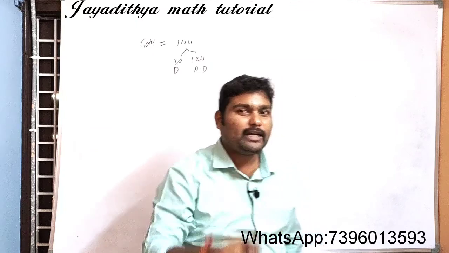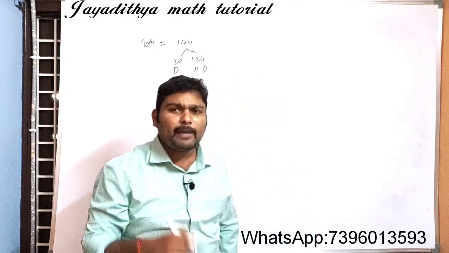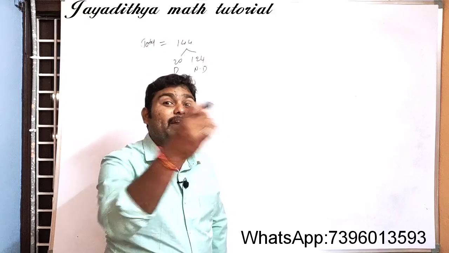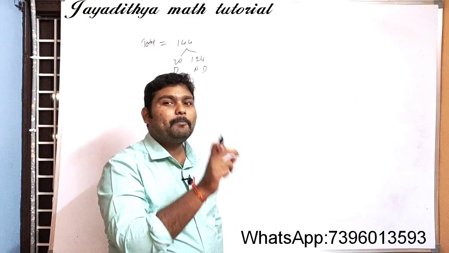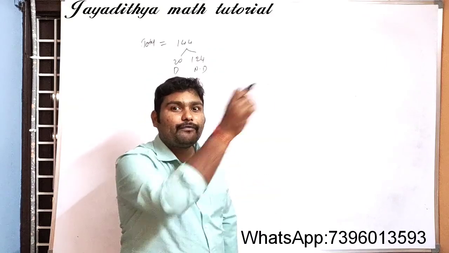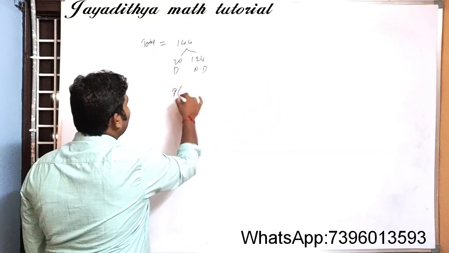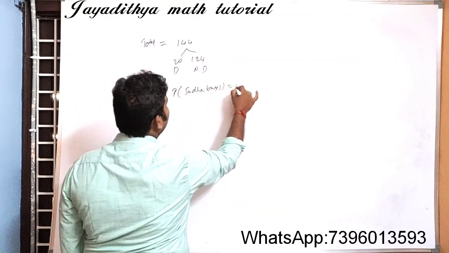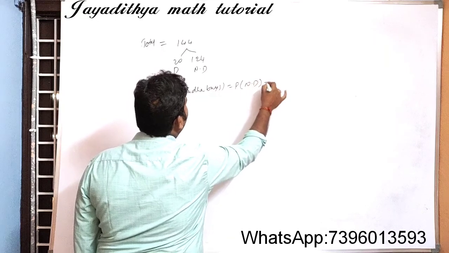Here the question is not direct, the question is indirect. When will you buy the pen? If it is defective, will you buy it? No. So when should Sudha buy? When the pen is non-defective. That means here you need to find the probability of non-defective. So the probability that Sudha buys is nothing but the probability of non-defective.